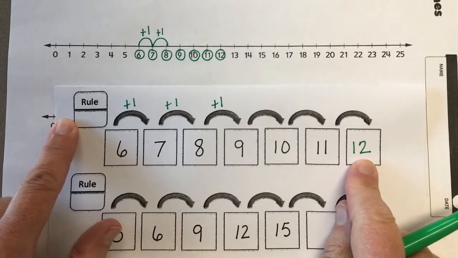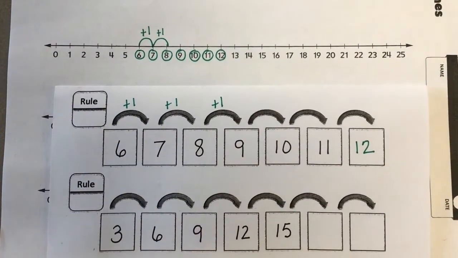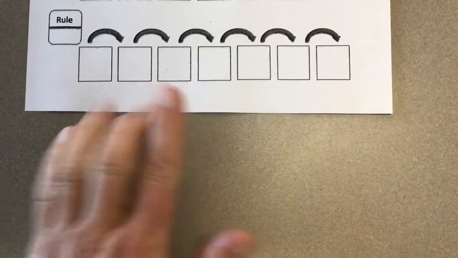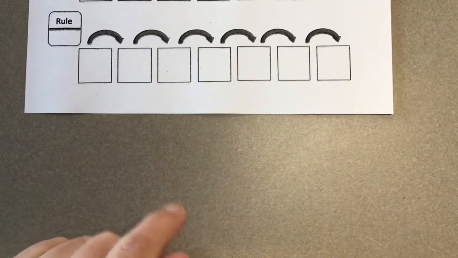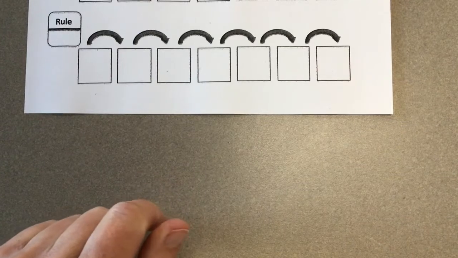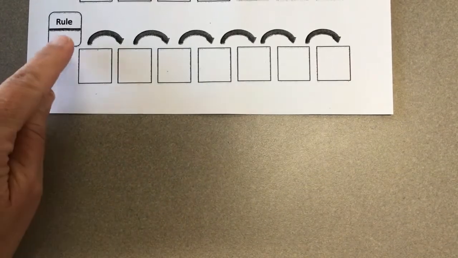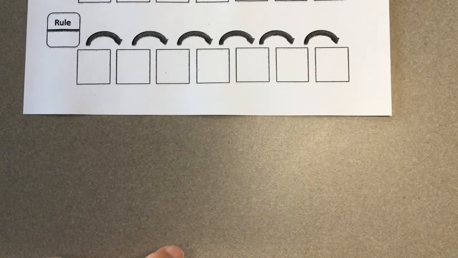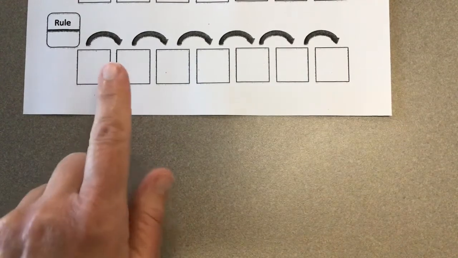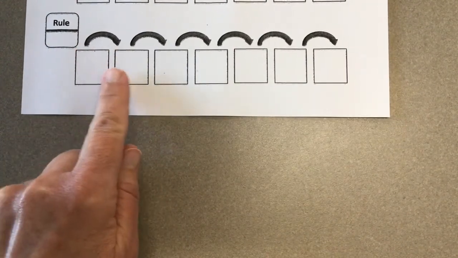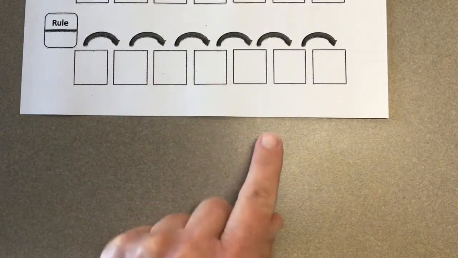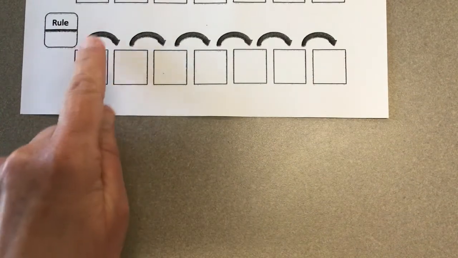Good luck, first graders. And don't forget, here at the end, you can make your own frames and arrows problem, and you can write your own rule. Make sure that the rule matches how the numbers are changing and matches the hops.